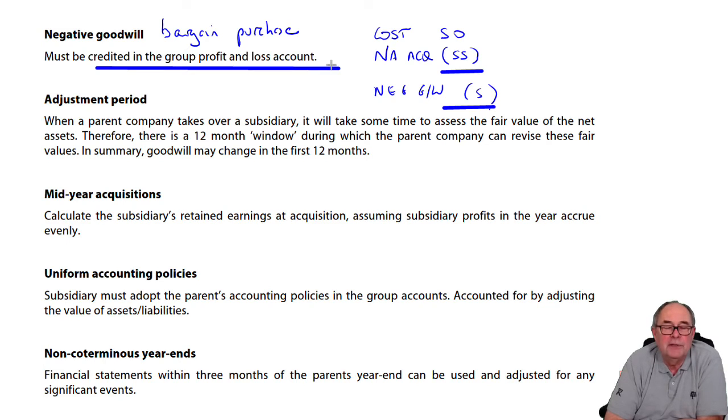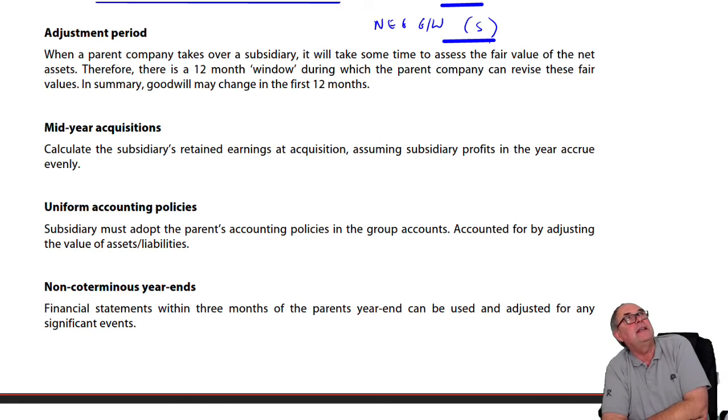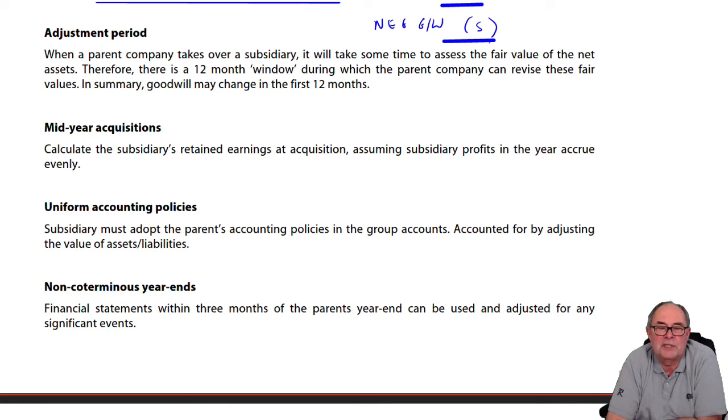When you take over a subsidiary, you're supposed to measure things at fair value. The thing is, you don't really know what the fair value is. So when you move into a new house, it's only after a year that you find that the roof is leaking, that the wall falls down, and the cellar collapses. It's the same with the subsidiary. So you don't have to determine definitive fair values on the date of acquisition. This rule is very, very commonly tested. You have a 12-month window.